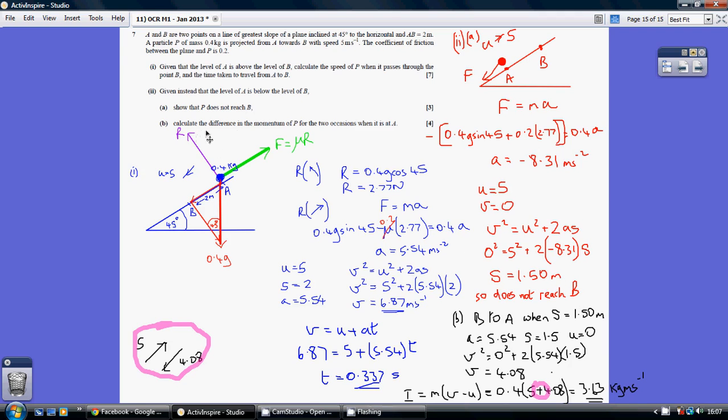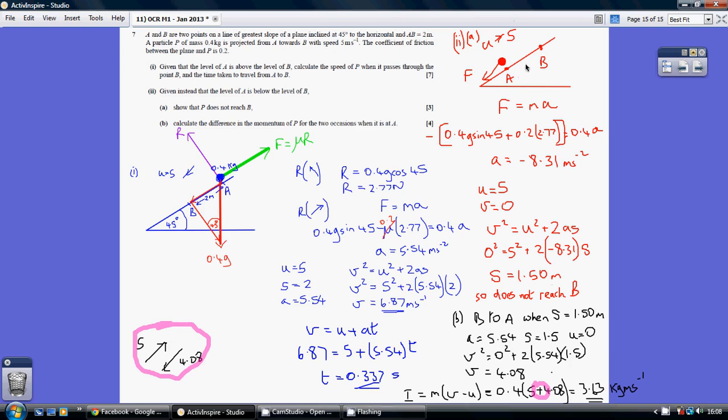Now for part B, calculate the difference in the momentum. To calculate the difference in the momentum, I need to know the speed of the particle as it comes back down the slope and passes A again. So looking at the downward journey only, I didn't quite get to B, so I'm starting from 1.5 meters up the hill, heading in the direction of B to A.